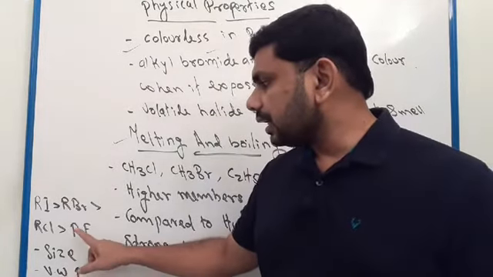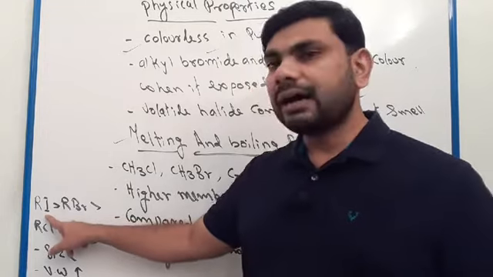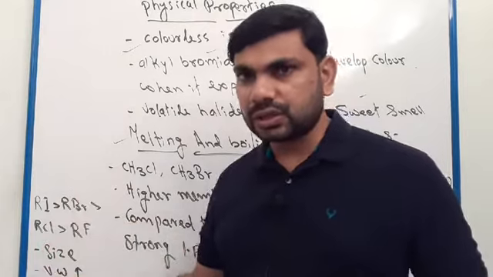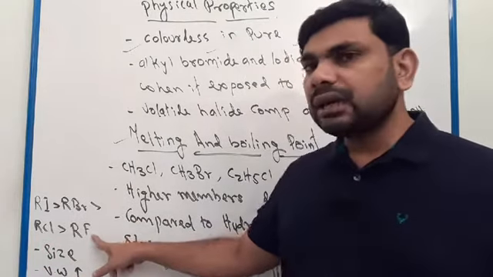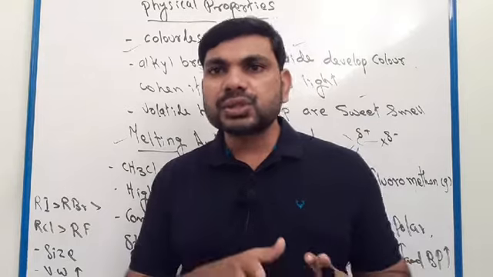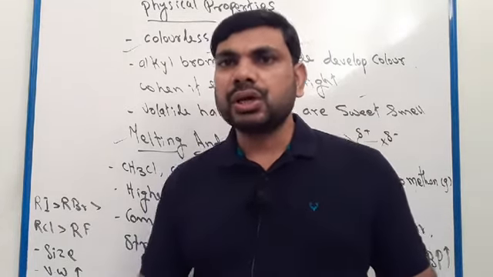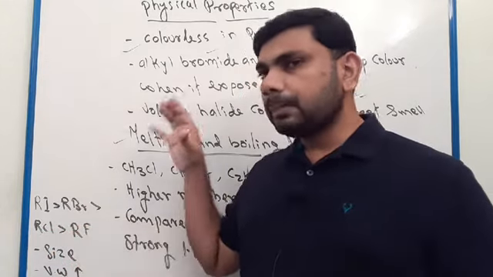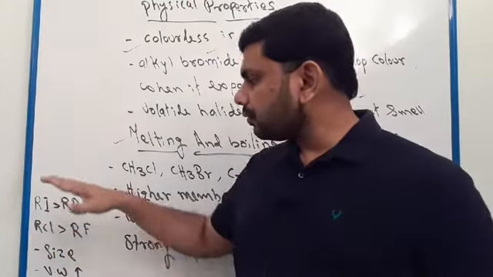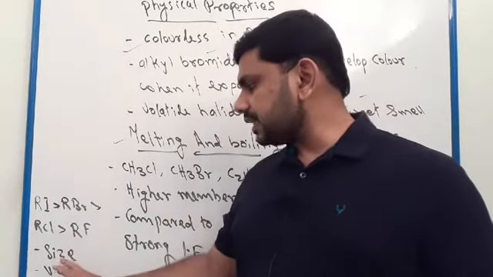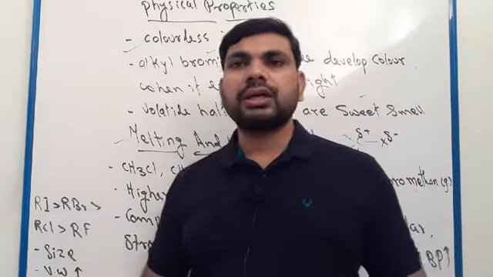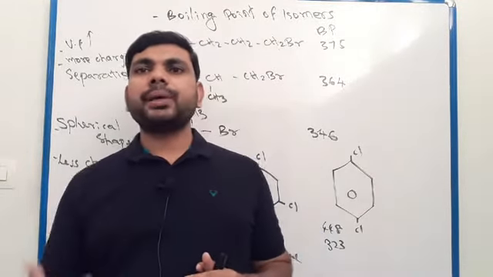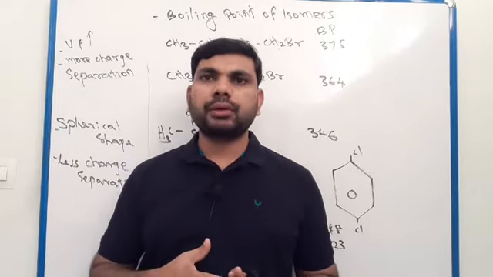Here alkyl iodide has higher van der Waals force of attraction because of more electrons. Comparatively, alkyl fluoride has less van der Waals force of attraction, with fewer electrons. So these are the reasons for increasing melting and boiling point from fluorine to iodine: size and van der Waals force of attraction. Clear? So we discussed that alkyl halides show high melting and boiling point compared to hydrocarbon.